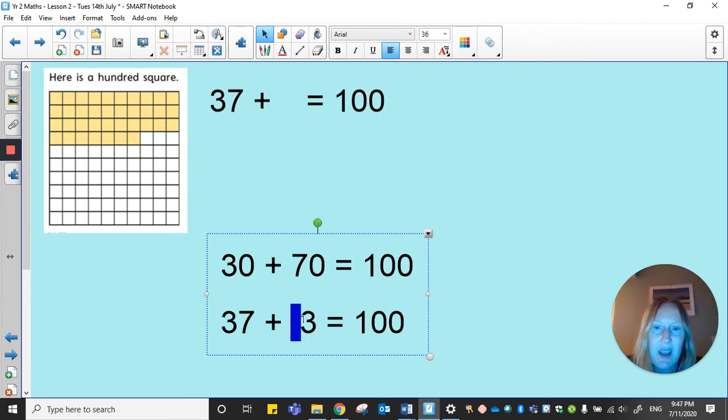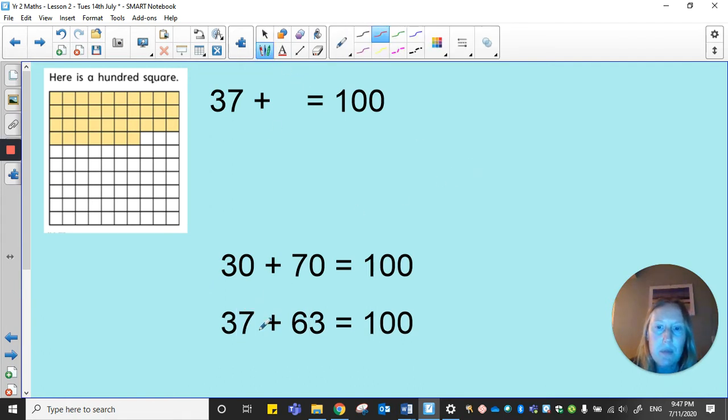Now, what tens number do we need? So if we've just added those 3 on, we now have how much in total? We have 40. So now we have 40, 4 tens. What goes with the 4 tens to make 10 tens to make 100? 4 plus 6. You notice here we've got 1 less 10. That's because the ones digits, the 7 and the 3, give us a 10.